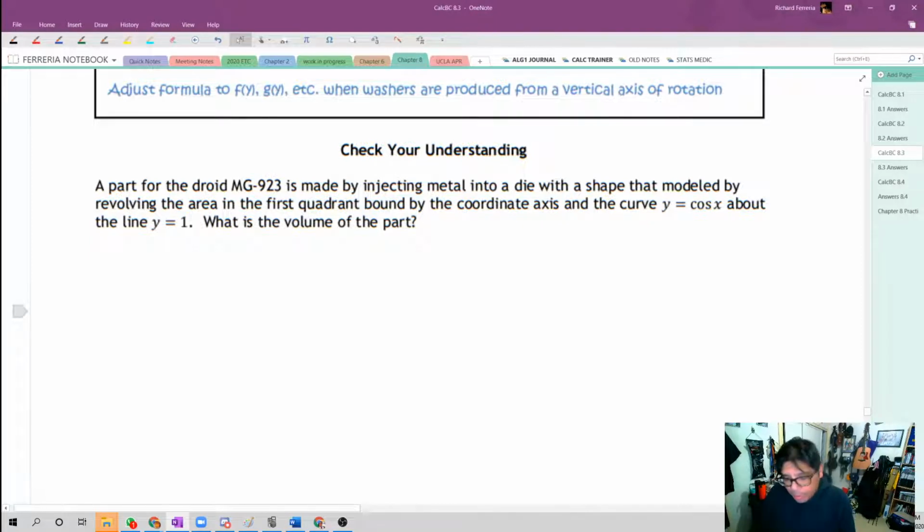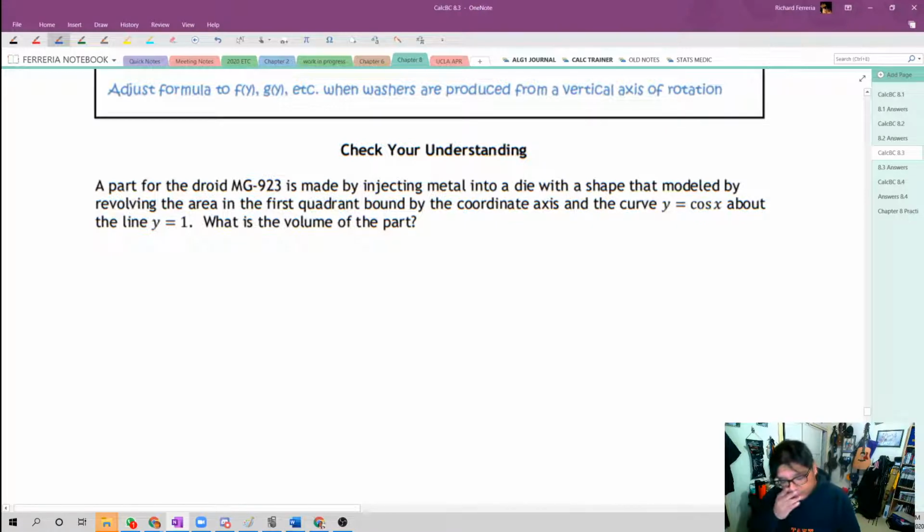A part of the droid MG923 is made by injecting metal into a die with a shape modeled by revolving the area in the first quadrant bound by the coordinate axes and y equals cosine x about the line y equals 1. What is the volume of the part?